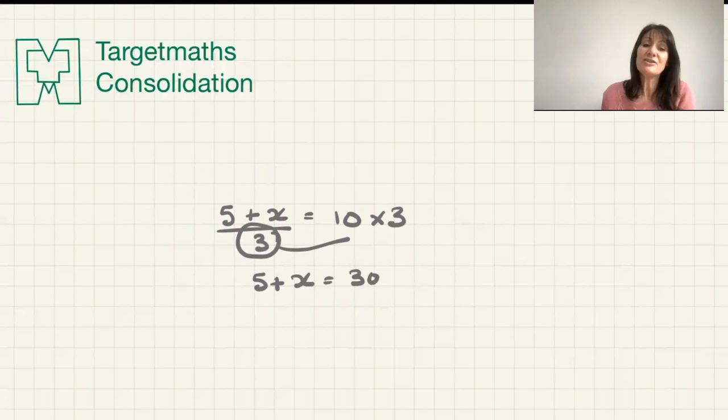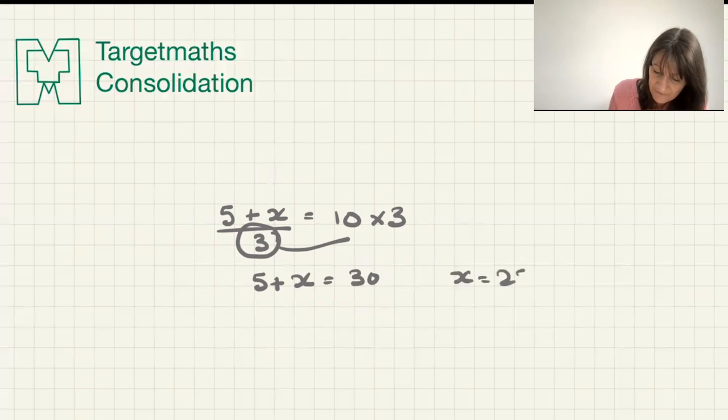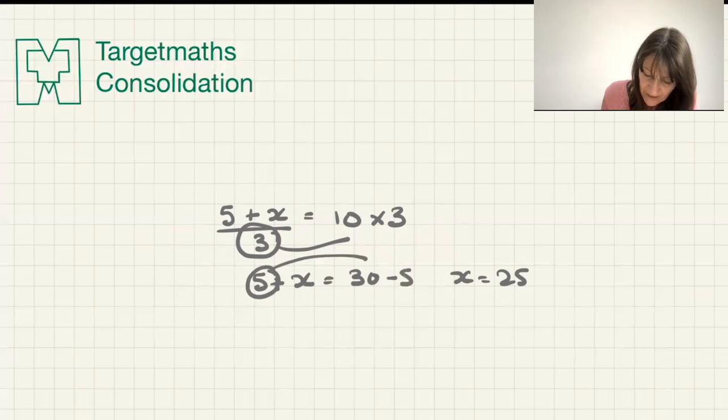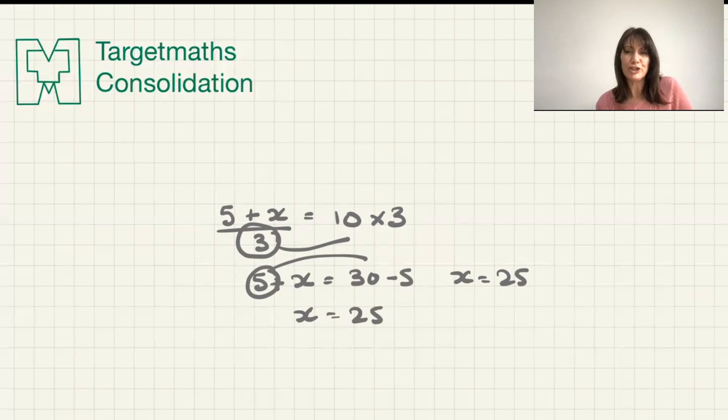Now, at this stage, you might be able to just see that's got to be 25. And if you do and you write x equals 25, that's fine. There's enough working out there to get you the marks. Or show that last step, that 5 is going to get taken off and x is equal to 25. Either way, it's all good.